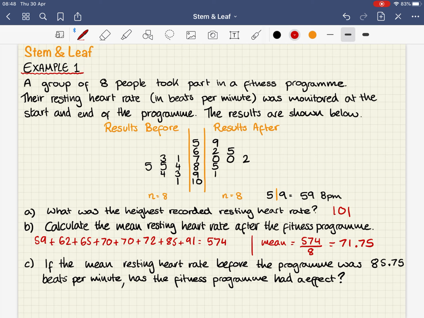And it says, if the mean resting heart rate before the fitness program was 85.75 beats per minute, has the fitness program had an effect? That should say an rather than a effect. So, you got to think about the context of the question. With your heart rate, do you want to have a high rate? Do you want to have a low heart rate? You want to have a low one. So, I would say this was effective.